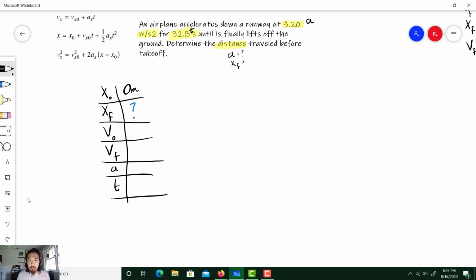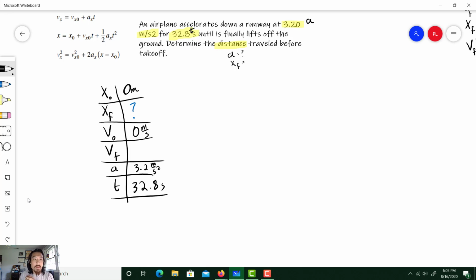The initial velocity. All right, so they don't tell you how fast initially the plane was going, but you would assume that this plane would start from rest. So that would be 0 meters per second. The final velocity, do they tell us that? No, they don't tell us that, so I'm going to leave that blank. The acceleration, they do tell us, 3.2 meters per second squared. And the time was 32.8 seconds. All right, so we have our table.